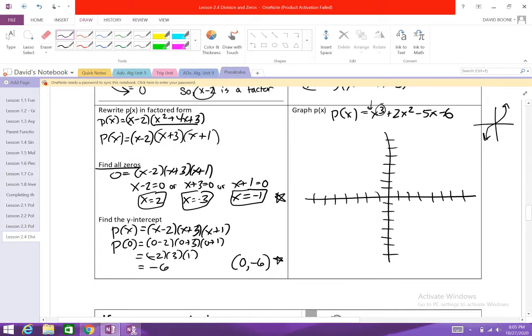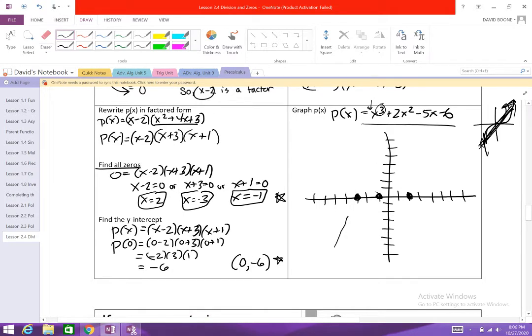So I know there are zeros at 2, at -3, and -1. And because it's an odd function and the leading coefficient is positive, it's got to start down here and end up going up, that's that positive piece. So I'm going to start down here, and it's going to go up until it hits that point. We're also getting another point down here, the y-intercept.